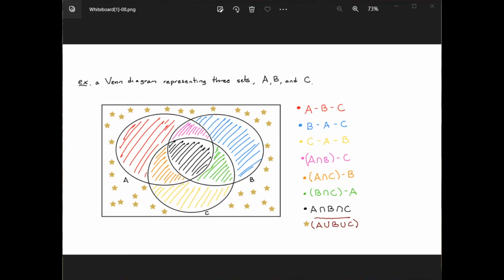Now, just as a caveat, this is not the only way that you can write out the names of these sets. For example, there are other ways to write out A minus B minus C. If we can find an identity where another set is equal to the same region in the Venn diagram as A minus B minus C, we might represent it that way. Let's show what I'm talking about.